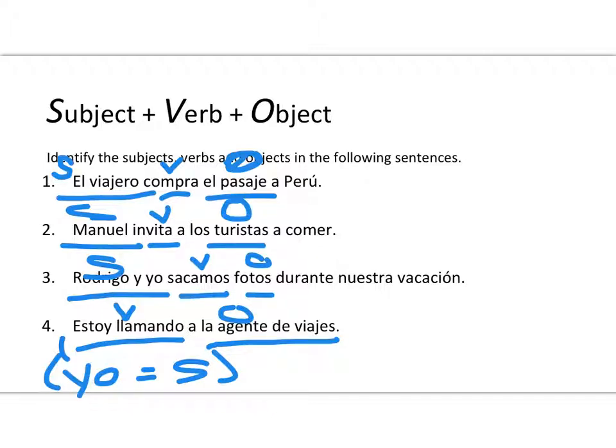So objects can be things, but objects can also be people. And careful with this. This is like muy importante to note. When objects are people, make sure you identify this on your paper. Circle that little a. This is called the object marker a. This tells us that our object happens to be a person. And why is this important to know? What happened with number 4?